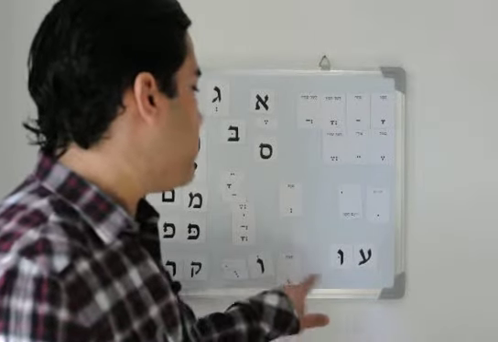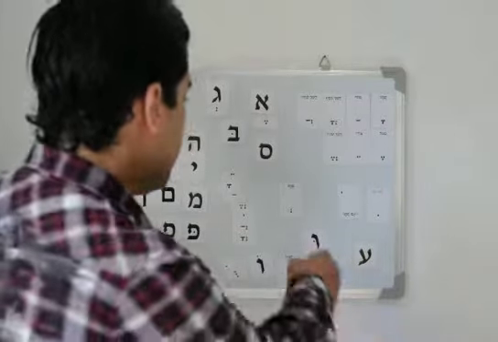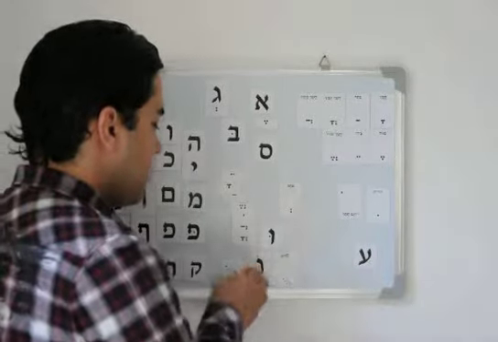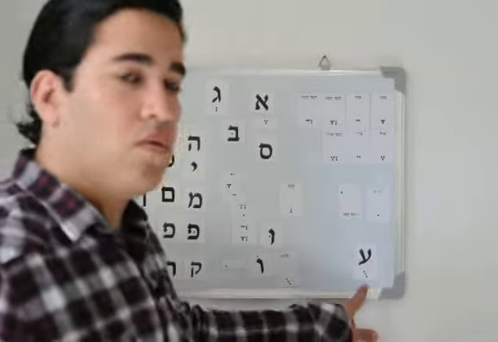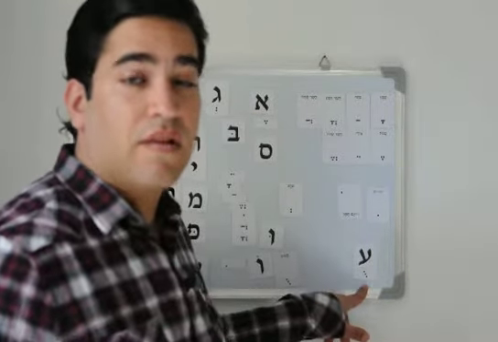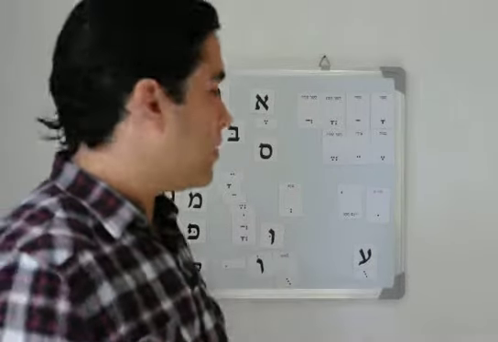We just put the Kubutz on the bottom of the letter. For example, this Ain. If I take the Kubutz and put it here, it's also U. So if you ask what's the difference, there is no difference. That's why I put them in the same group.